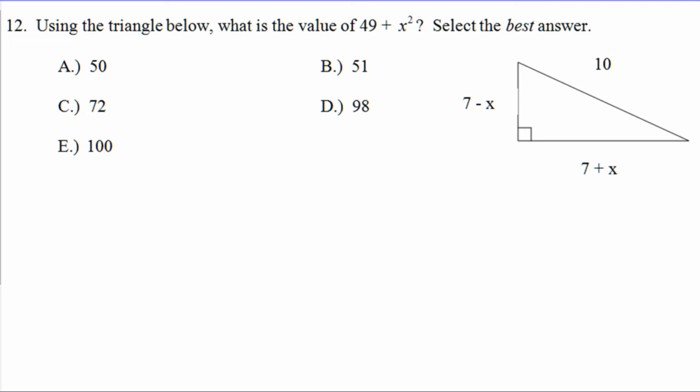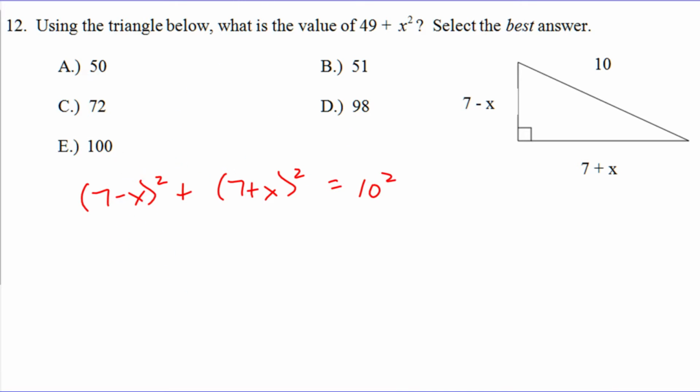Problem number 12, they want to know, if we solve this and find x, we can plug in and find out the value of 49 plus x squared, okay? So this is another Pythagorean theorem problem. It has nothing to do with angles, right? 45, 45, 90, 30, 60, 90, sine, cosine, and tangent all deal with some knowledge about angles, and we don't have any in this case. So we're going to use the Pythagorean theorem and say 7 minus x squared plus 7 plus x squared should be equal to 10 squared. A squared plus b squared equals c squared.